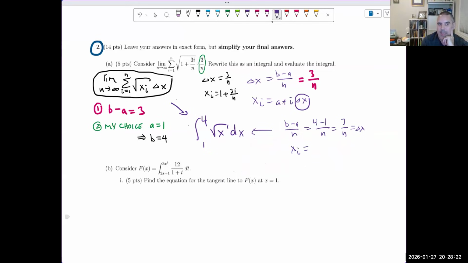Your tick mark would be A, which is the 1, plus i times the delta x. And then right below this, you would write the square root of whatever my tick marks are. And right below that, you would write delta x. And then you say, that's the pattern for the tick marks. We're plugging them into this to get the height, and we're multiplying times the width. We're adding them up.